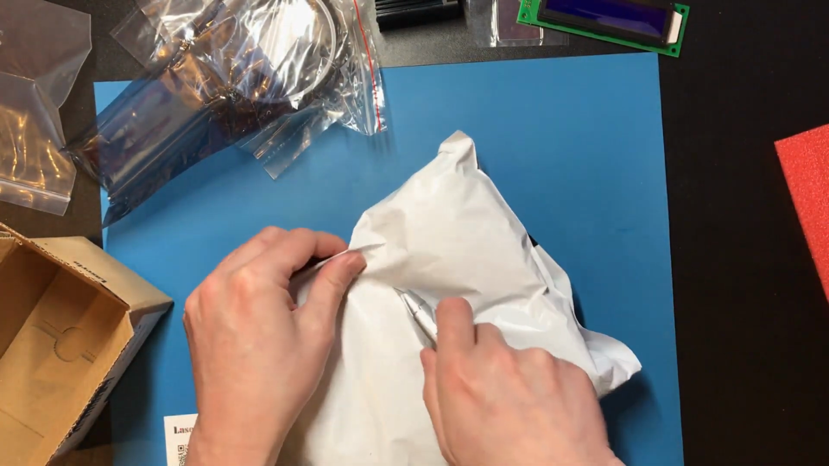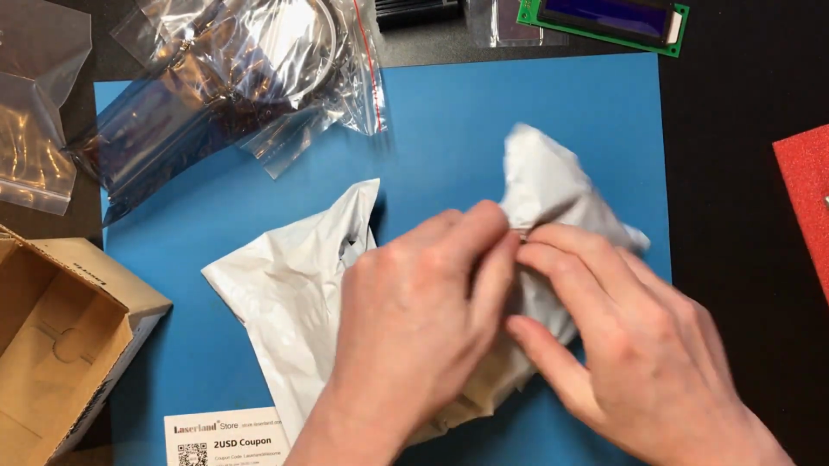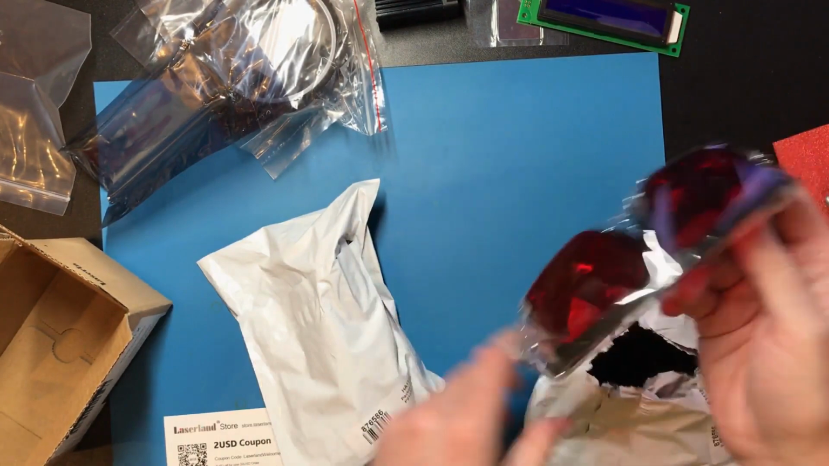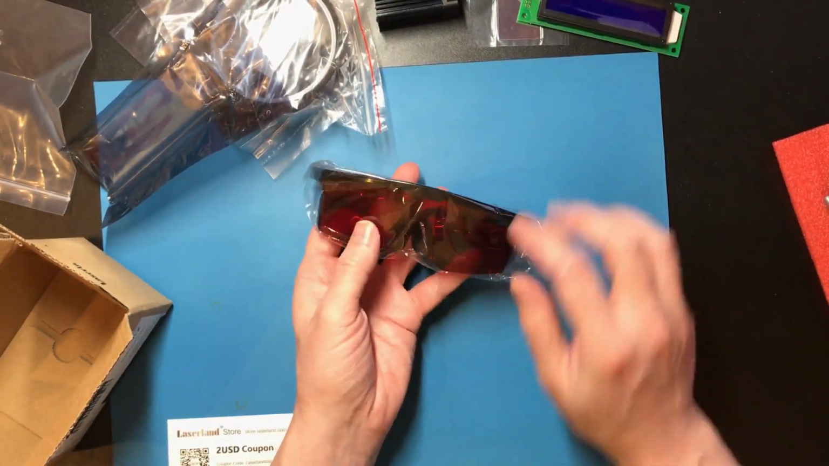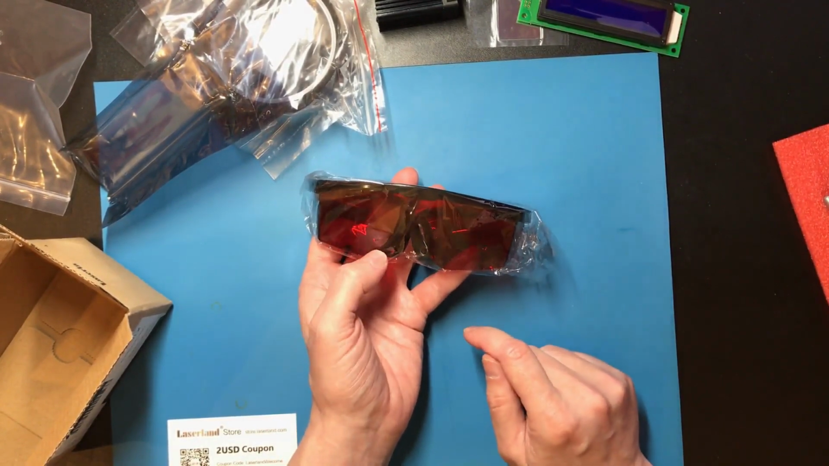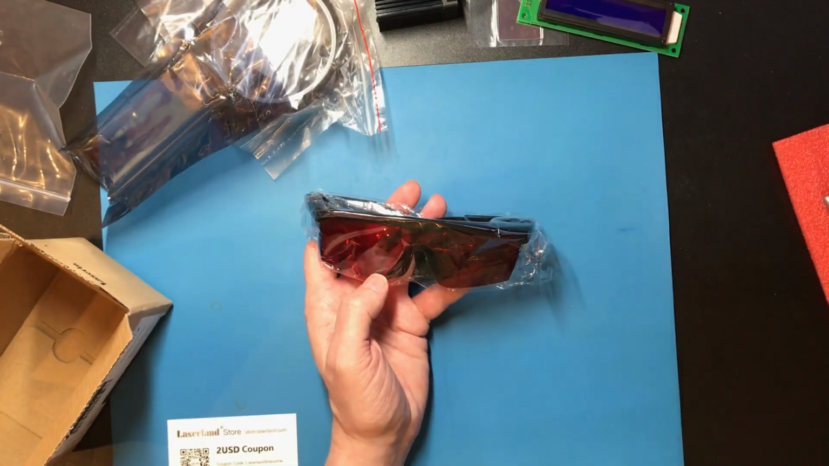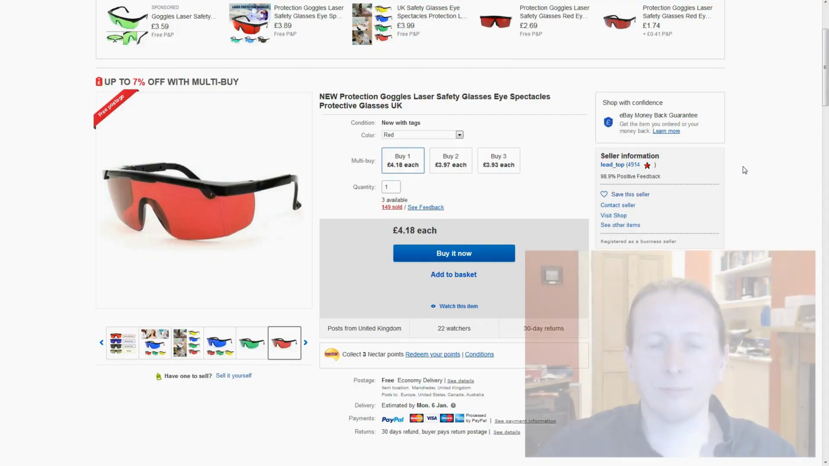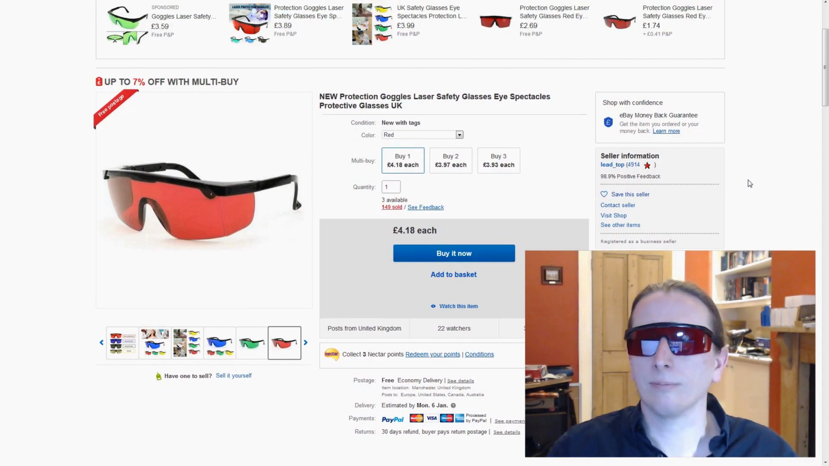I can feel inside here and know what this is. Two smaller bags. These should be identical. So these are laser glasses, which basically just means they're coloured glasses with a documented range of light they let through. So these cost £4.18 each. Not a lot else to say.